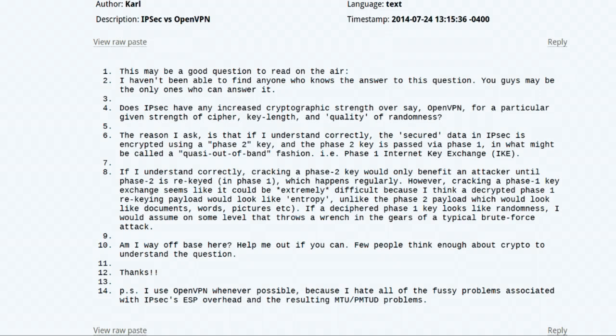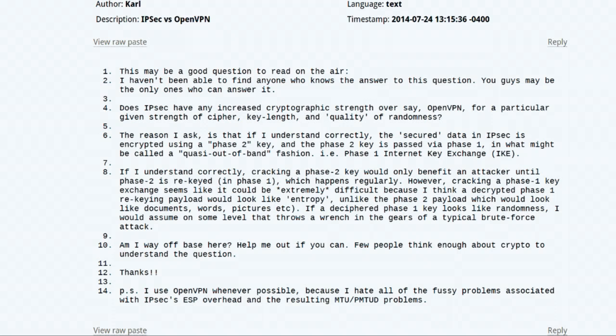If I understand correctly, cracking the phase 2 key would only benefit an attacker until phase 2 is rekeyed in phase 1, which happens regularly. However, cracking phase 1 keys seems like it could be extremely difficult because I think decrypted phase 1 keyring payloads would look like entropy, unlike the phase 2 payload, which would look like documents, words, pictures, etc. If a deciphered phase 1 key looks like randomness, I would assume on some level that it throws a wrench in the gears of a typical brute force attack. Am I way off base here? Help me if you can.